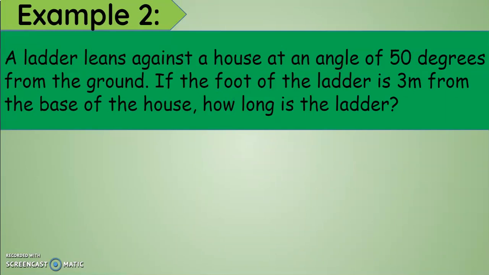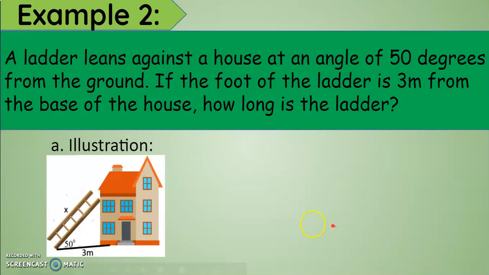The problem for example number 2 is: a ladder leans against a house at an angle of 50 degrees from the ground. If the foot of the ladder is 3 meters from the base of the house, how long is the ladder? So again, we will illustrate the given problem. This will be our house. The ladder leans against the house from the base, which is 50 degrees. Then the distance from the base of the ladder to the base of the house is 3 meters. So we will find how long is the ladder.